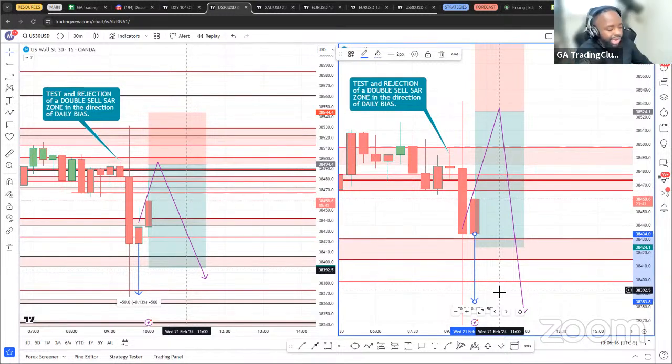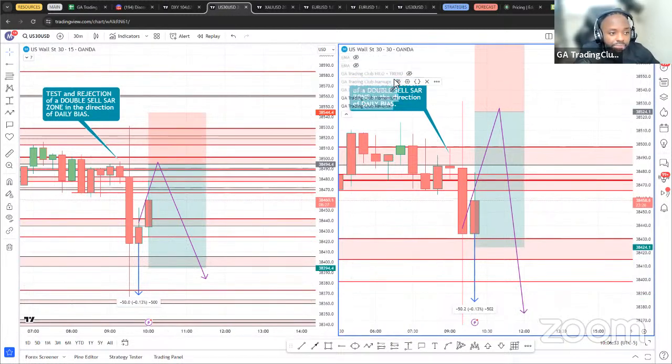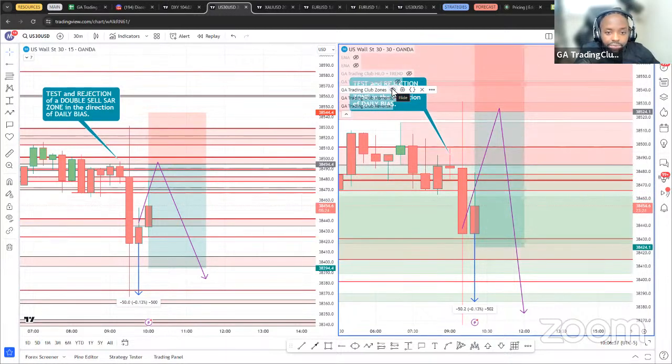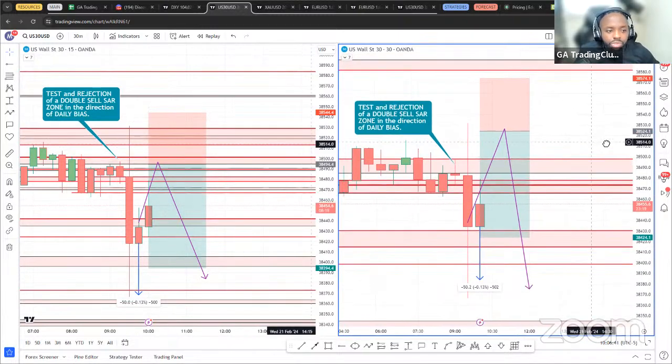But if I take a trade and I knew there's something I could have done to avoid a loss, then I would feel bad about it. So let's just wait and see. Personally, I'm looking to sell US 30 at that particular zone that I've marked up. That is 38,524. So that's my optimal zone to sell US 30.